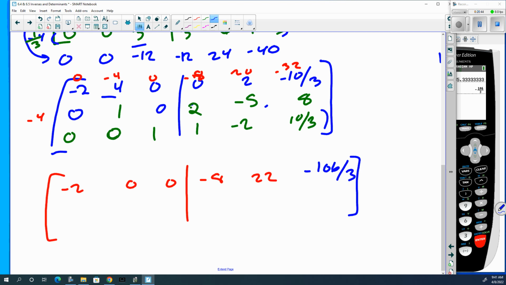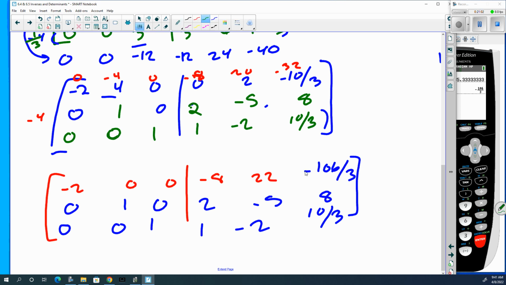Okay, and then my middle row is still going to stay 0, 1, 0, 2, negative 5, 8, 0, 0, 1, 1, negative 2, 10/3. Okay, I'm almost done. The last thing I now need to do is make that first negative 2 become a 1, and then it's the identity matrix. So to make this become a 1, I could just times everything by negative 1/2.